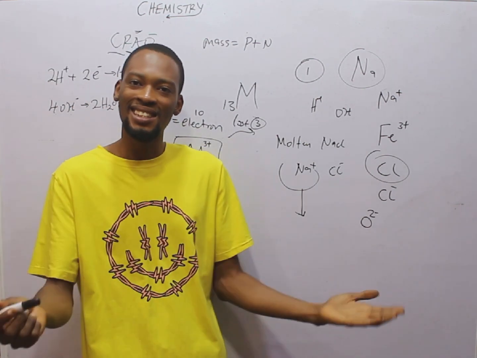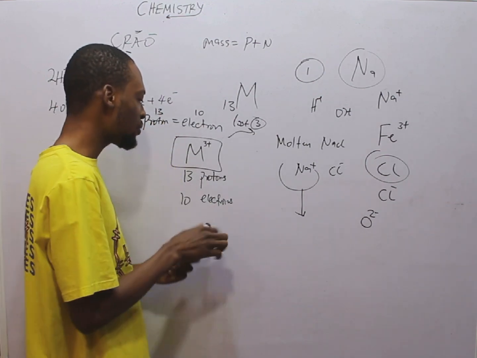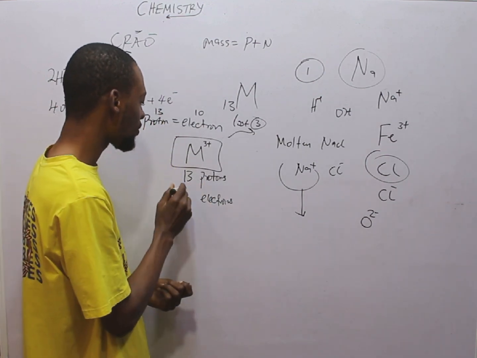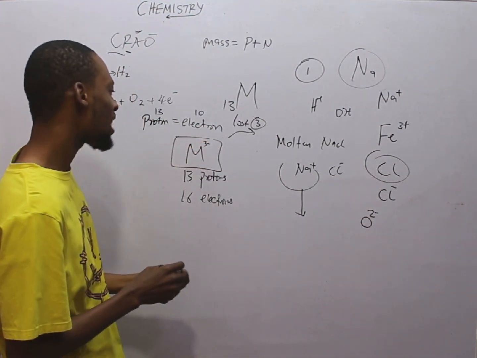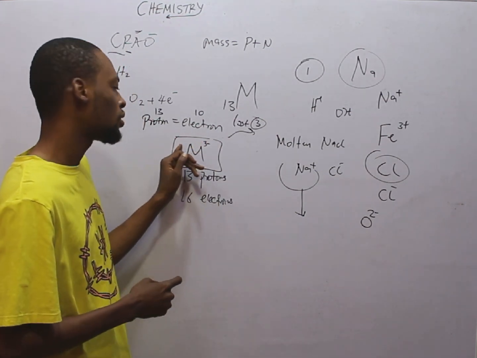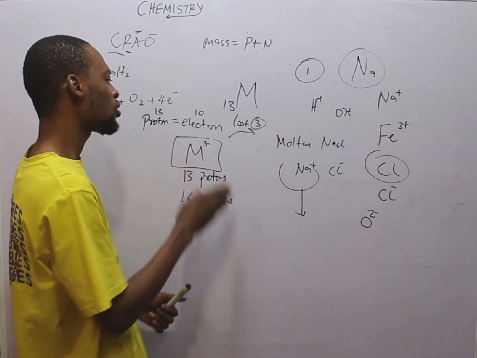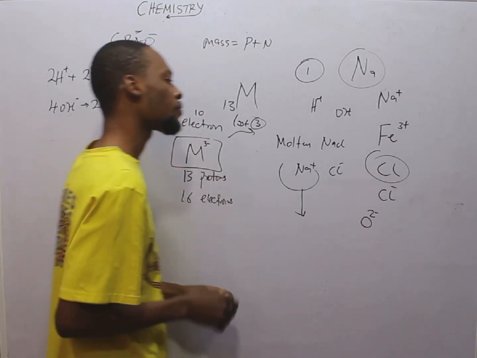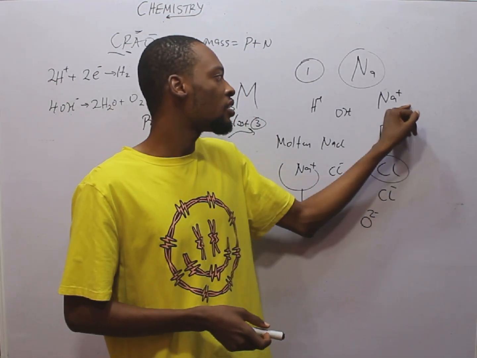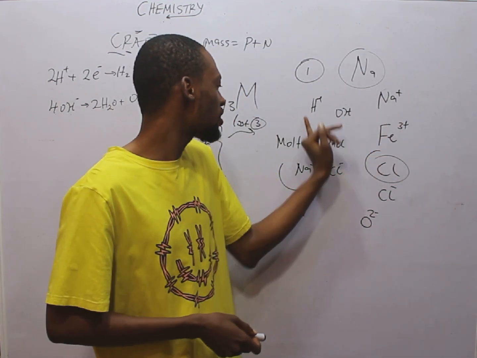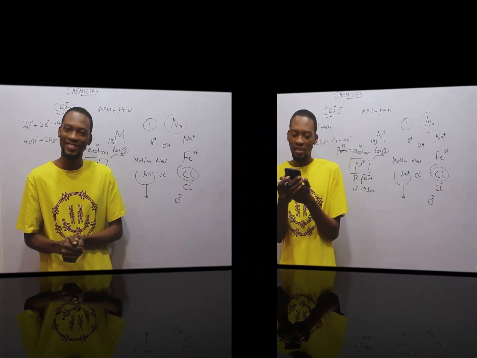What if it had gained 3 electrons? If it had gained electrons, this means that we have 13 protons, electrons would have been 16, and here would have been 3-. So this is the ion formed by an atom which has 13 protons and 16 electrons. It has gained 3 electrons to have a negative charge of 3. This guy has gained 1 electron. This has lost 3 electrons, lost 1 electron, lost 1 electron, gained 1 electron. So I hope you found that explanation helpful.